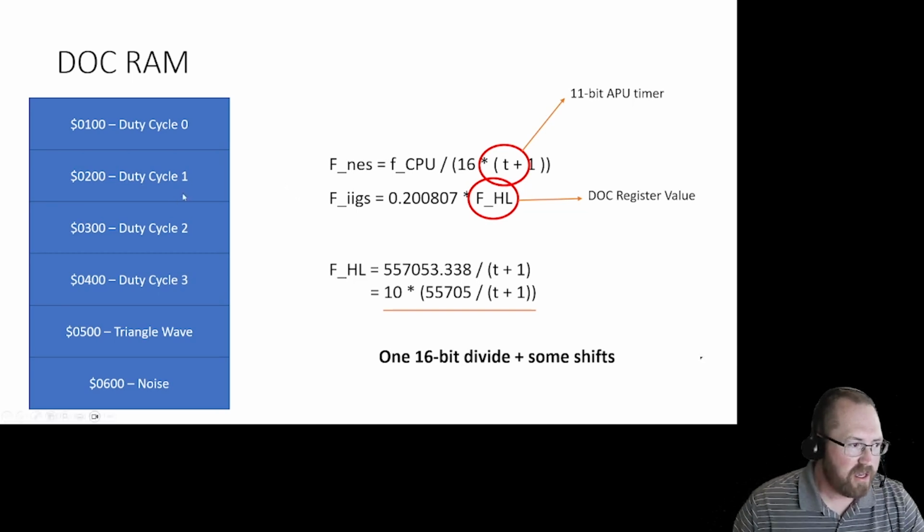And I mentioned the duty cycle parameter for the square waves. To handle that, we just have a separate waveform for each of those duty cycles. When that APU register changes, we update the DOC register value to point to the appropriate page of DOC RAM to play that cycle. The triangle wave and noise wave are constant. They live in their own banks. And keeping every waveform to 256 bytes means that pretty much everything has the same fundamental frequency, which just makes the math easier.